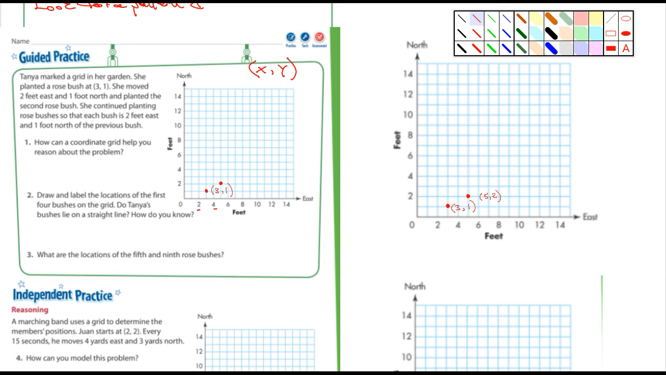Okay. How can a coordinate grid help you reason about the problem? Well, you can plot the points.